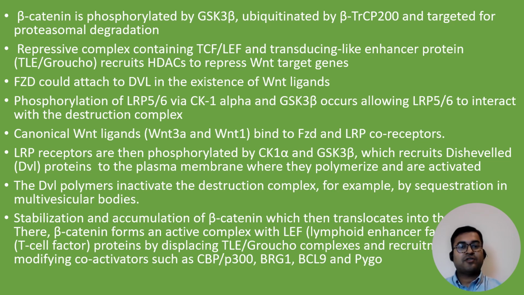Now, stabilization and accumulation of beta-Catenin leads to translocation of this beta-Catenin into the nucleus, and inside the nucleus this beta-Catenin forms an active complex with LEF. This LEF beta-Catenin complex is also going to recruit other protein components on the target gene such as CBP-P300, BRG1, BCL9 and PYGO. All these are going to form a transcription complex on the target gene, which will lead to activation of the target gene.